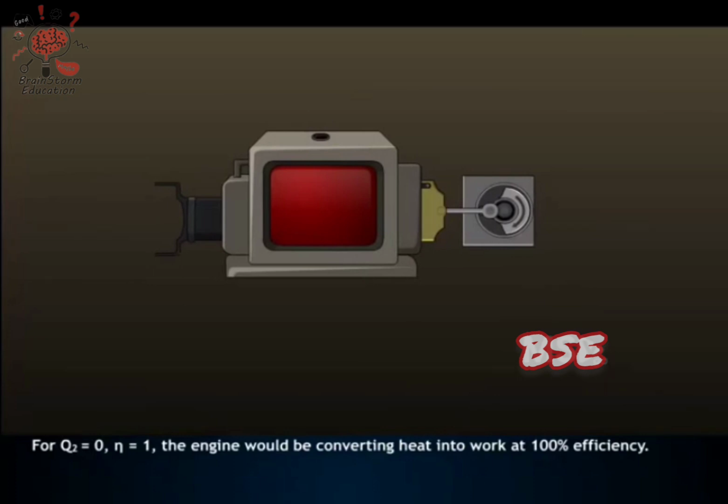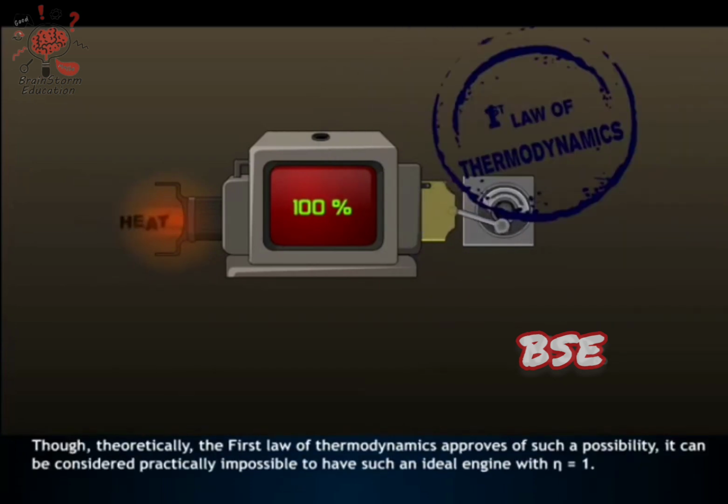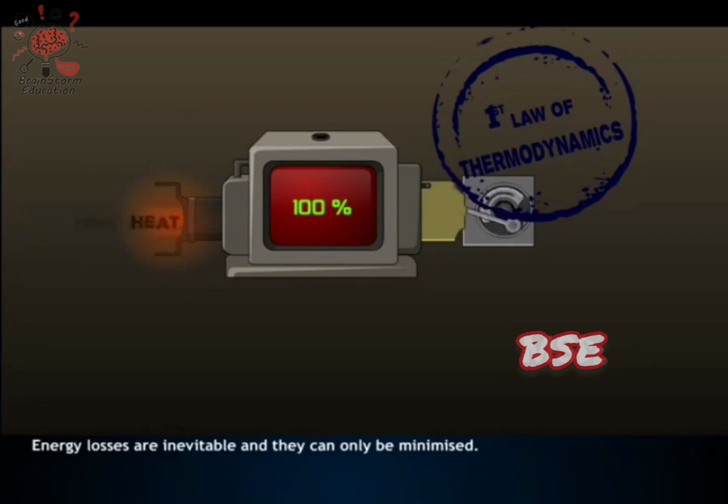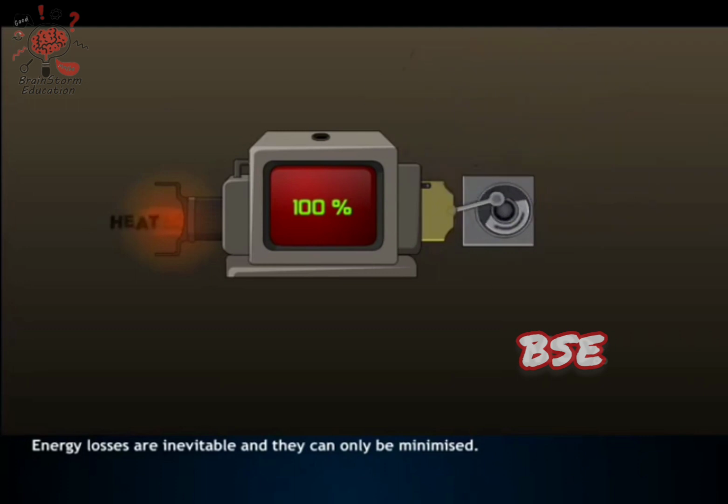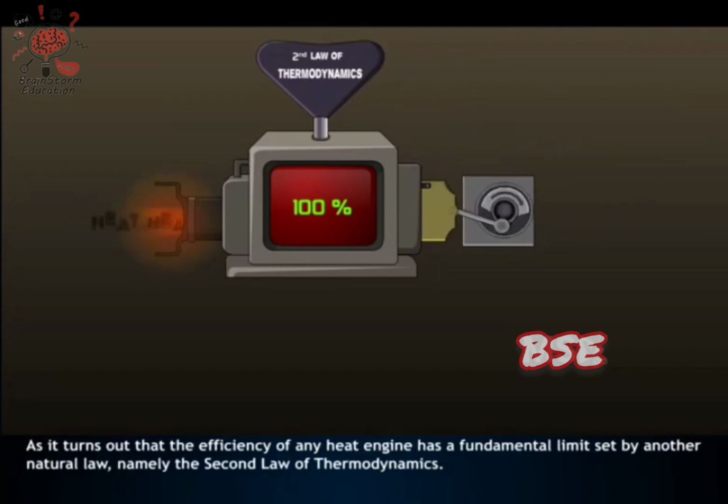For Q2 equals 0, eta equals 1. The engine would be converting heat into work at 100% efficiency. Though theoretically the first law of thermodynamics approves of such a possibility, it can be considered practically impossible to have such an ideal engine with eta equals 1. Energy losses are inevitable and they can only be minimized. As it turns out, the efficiency of any heat engine has a fundamental limit set by another natural law, namely the second law of thermodynamics.